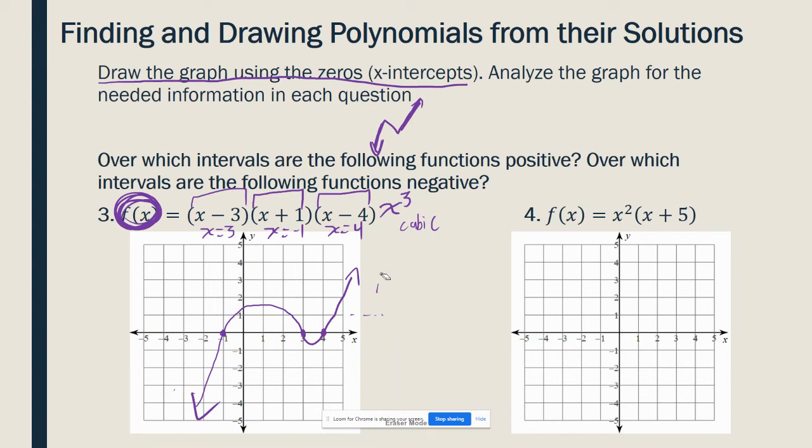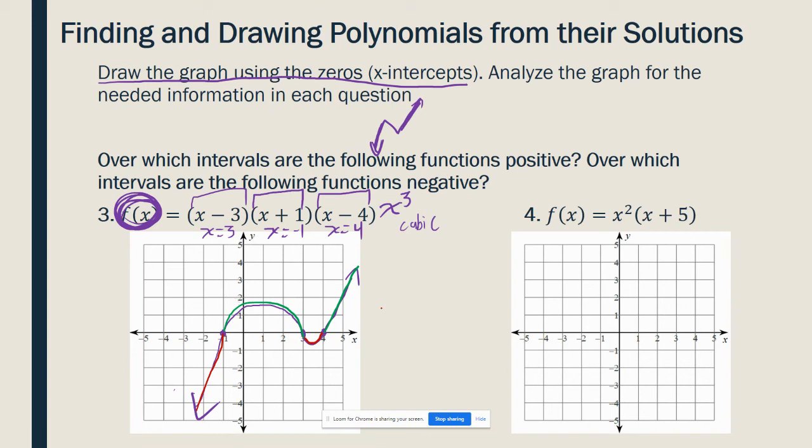Now let's determine my positive and negative intervals. My intervals where my graph is positive, let me grab another color here. The intervals where my graph is positive is right here and right here. The intervals where my graph is negative is right here and right here. So all of these things I can determine about this function without even needing to graph it in a calculator. I can determine it all just using these intercepts here.